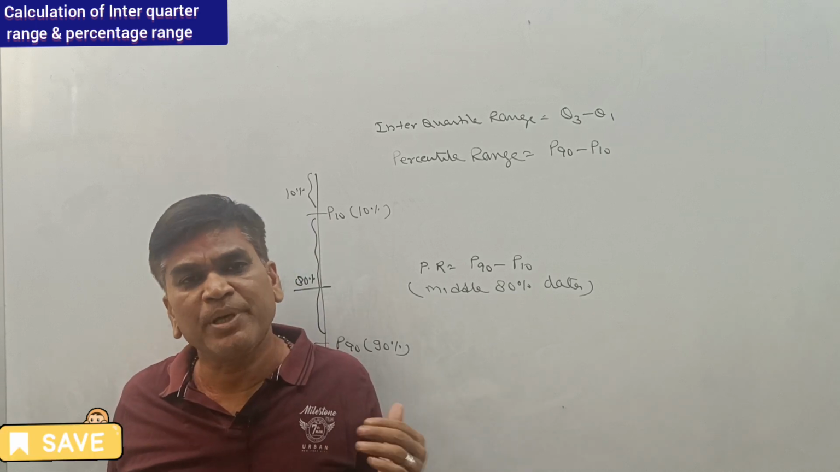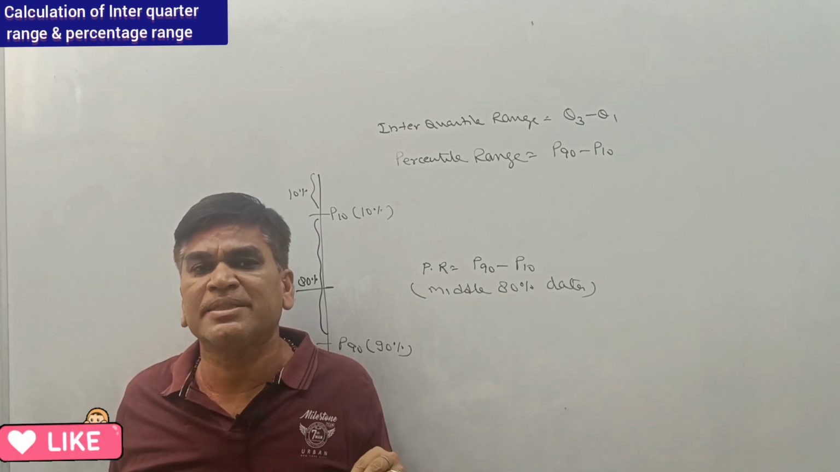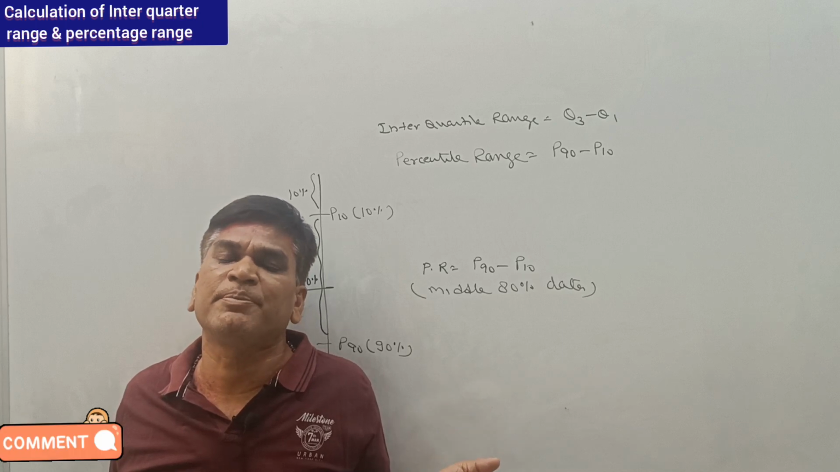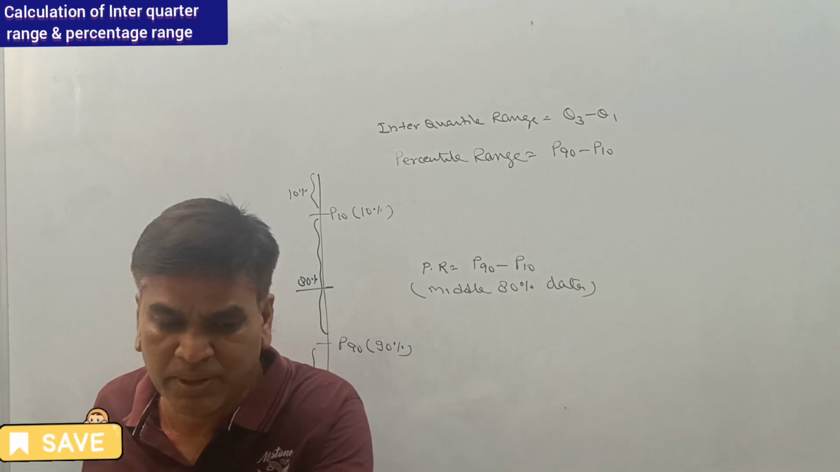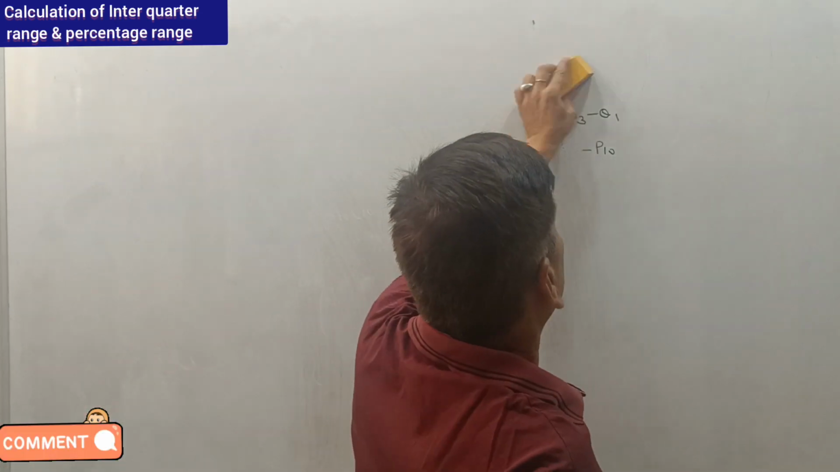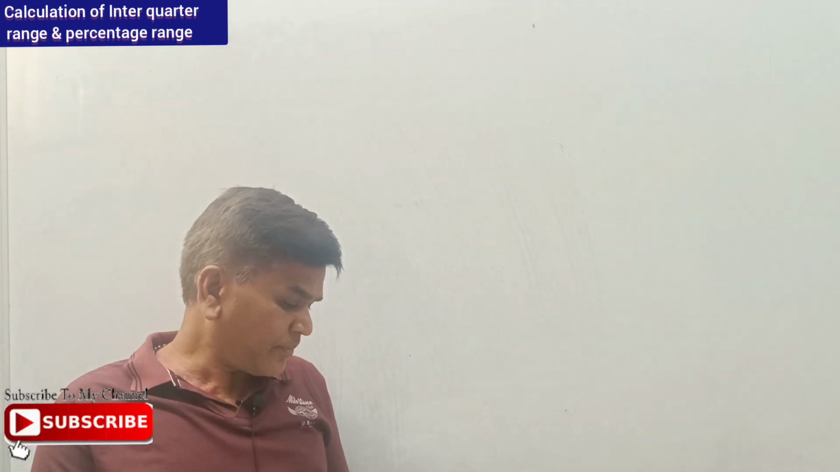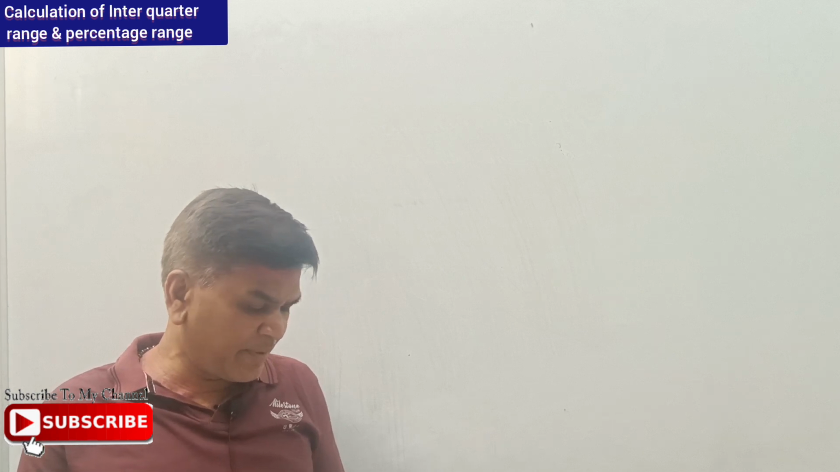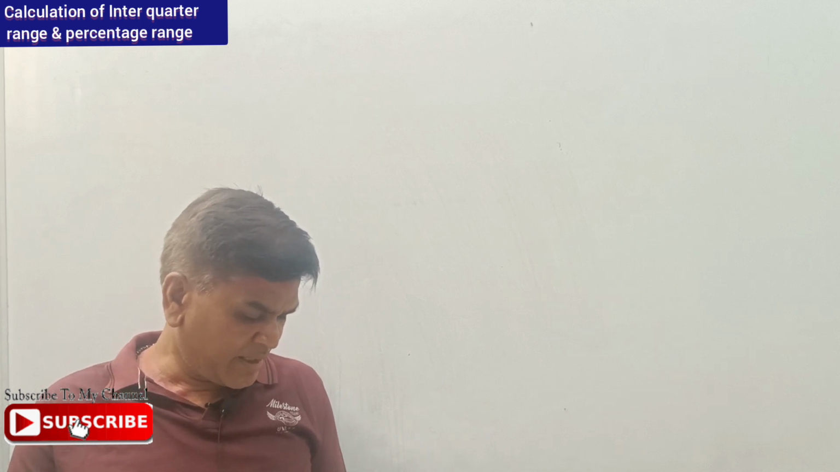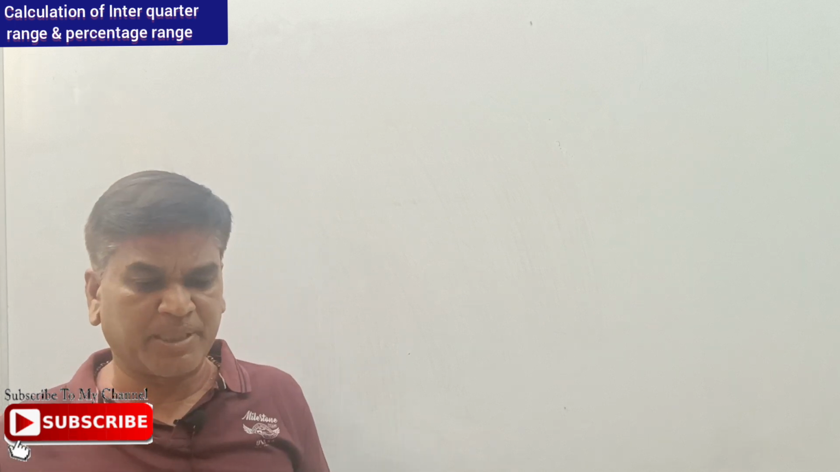So I have an example of this question, where they ask for the dispersion of the middle 50% of data or the middle 90% of the data. So we have these two types of range: one is the quartile range, that is Q3 minus Q1, and the second one is the percentile range. I have a question. The question is: 100 students obtained the following marks in the examination. Find the range of the marks of the middle 50% and middle 80% of the students.